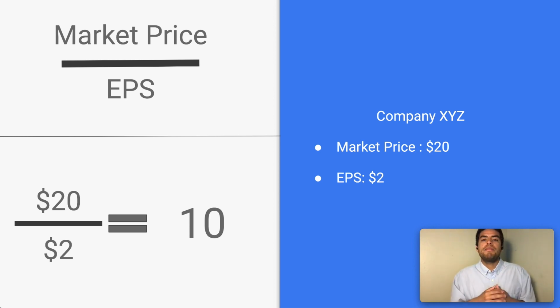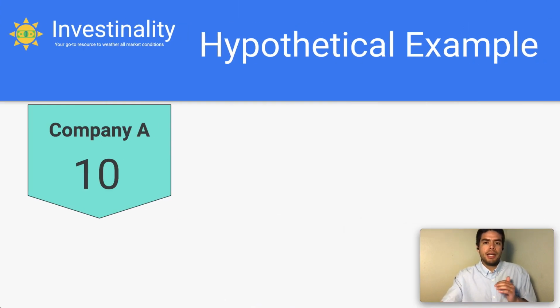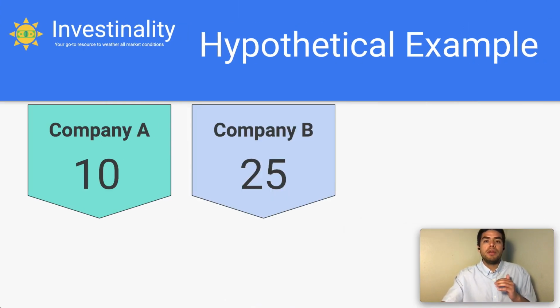Now what does this really mean? This means that company XYZ is currently selling at 10 times its earnings per share. How might this be helpful? Well, let's take a look at a hypothetical example. Imagine we have company A with a PE of 10. We also have company B with a PE of 25. Imagine these companies do the same thing and have the same number of shares.